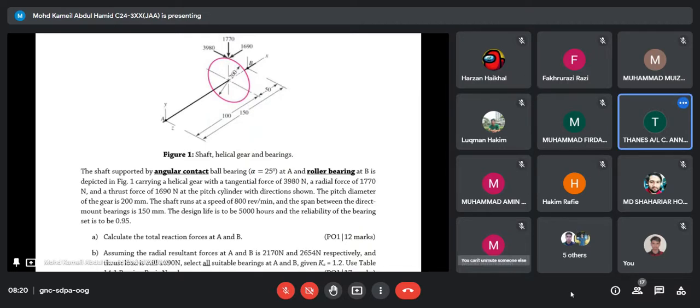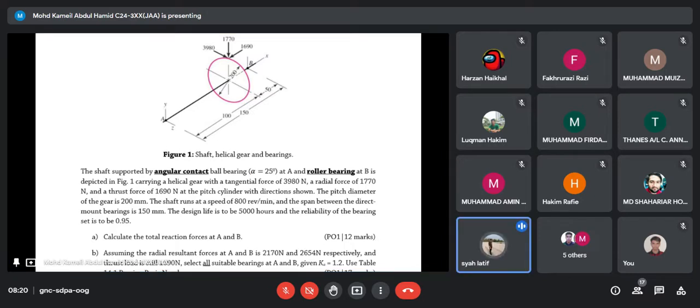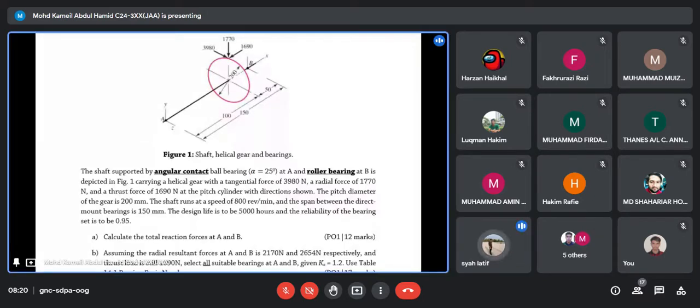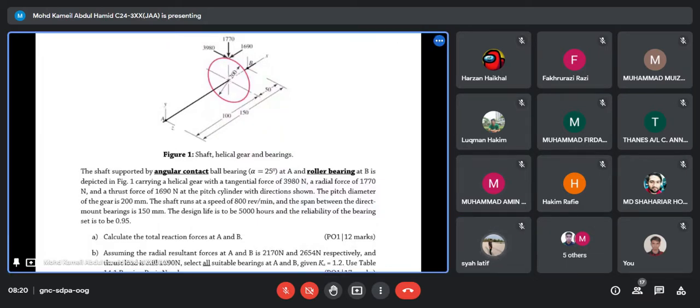Excuse me, doctor. We can't hear you. Apa tadi? Can you say it again? Boleh nampak tak? Boleh doktor. Cuma kami tak dengar yang tadi. Tak dengar, tak boleh clear. Tak boleh doktor cakap. Okay, so let me see.